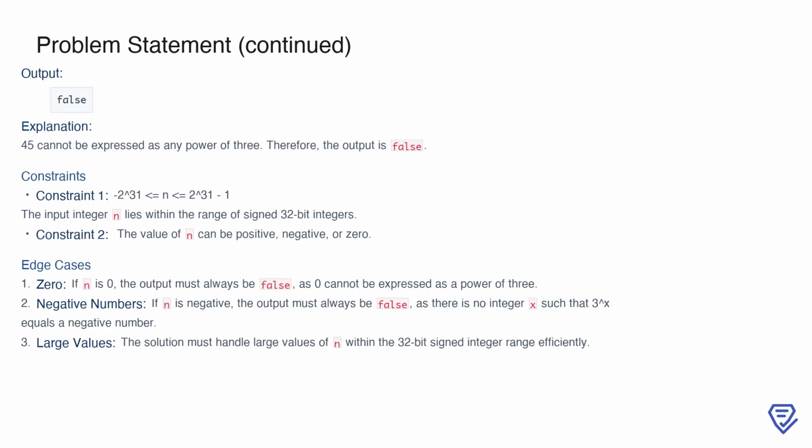Now let's review the constraints and edge cases for the problem. The input n lies within the range of signed 32-bit integers, from -2 billion to +2 billion. This means our solution must handle both very large positive and negative values. If n is 0, the output must always be false, as 0 cannot be expressed as a power of 3. Similarly, for negative numbers, the output is always false, since raising 3 to any integer power will never yield a negative result. Lastly, the solution must be efficient, especially for large values of n, ensuring it works within the constraints of the 32-bit integer range. These considerations are important to keep in mind as we design and implement the solution.